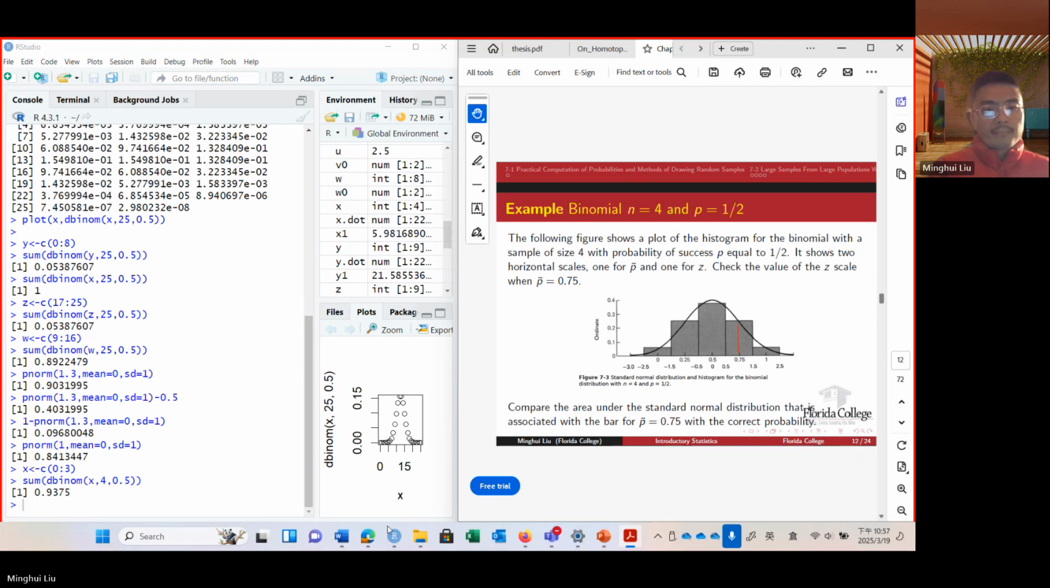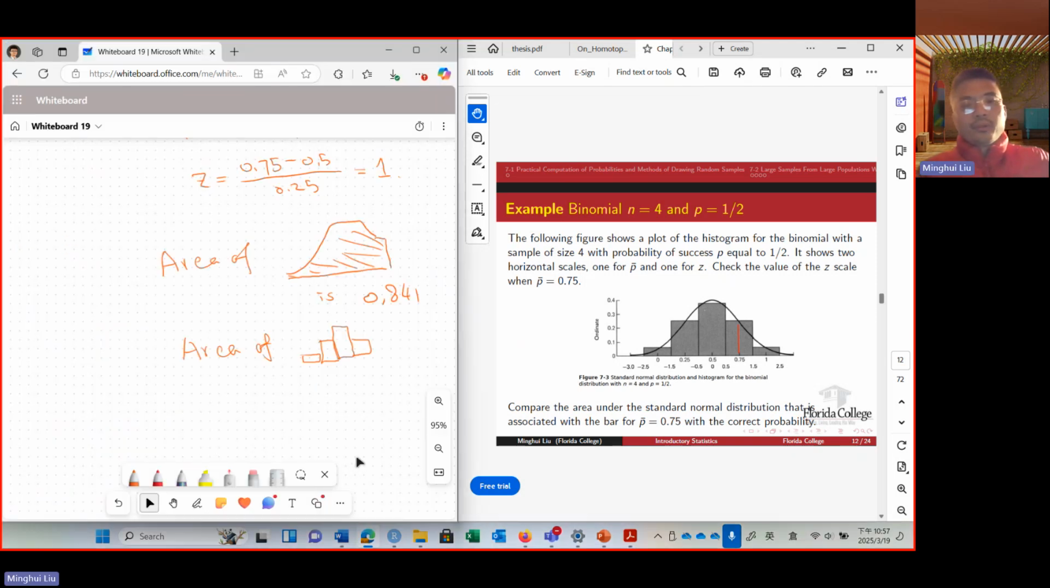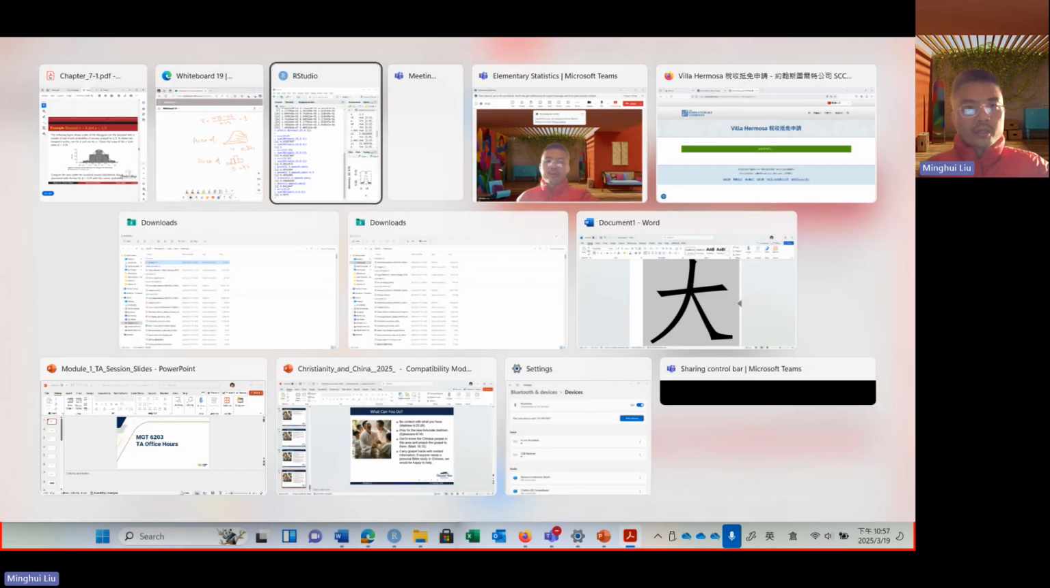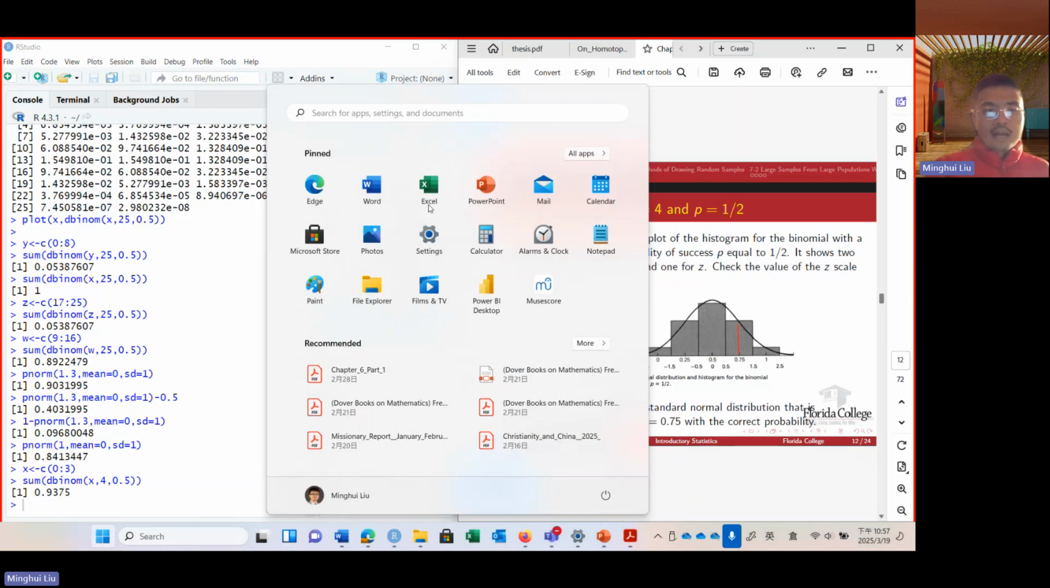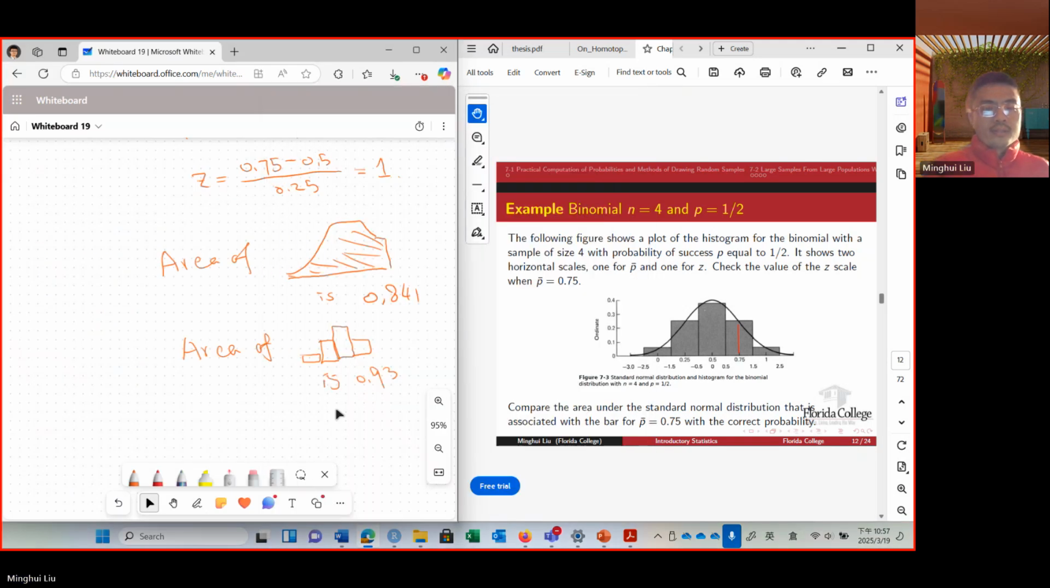So here it's equal to 0.93. Actually, let me be a little bit more accurate. The answer is 0.9375. So let's just be a little bit more accurate: 0.9375. So this is the comparison.